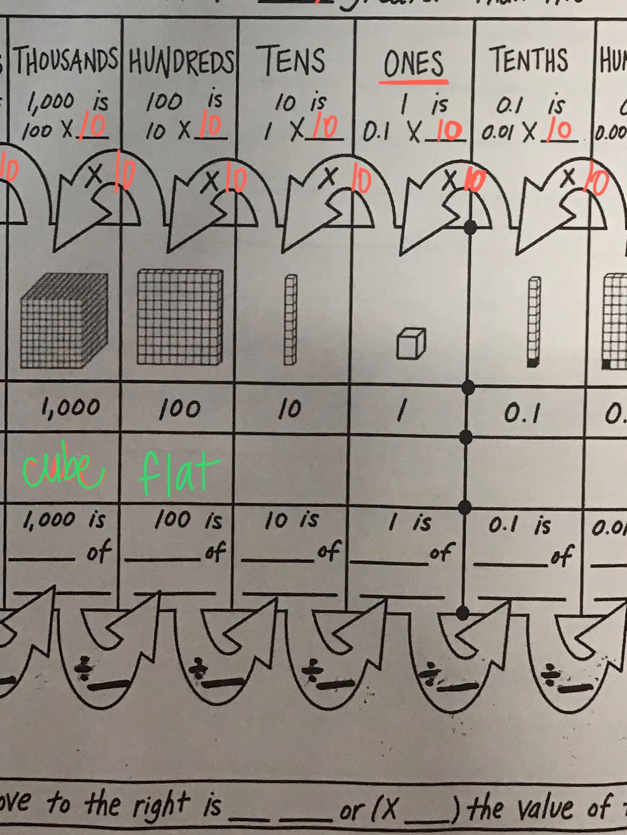And then the other piece is just the one long piece, and then we have a unit. Over here is 1/10. And then I have 1/100th. And then 1,000th. So we're just naming our models at this point.